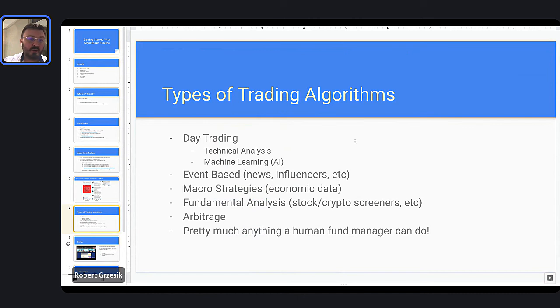Cool. So let's talk about some types of trading algorithms, right? And I want to talk about this because most people that come to algo trading, for better or for worse, have kind of been taught the idea that all you need to do is get a chart out and look at how nice this chart looks. And if this line crosses this way, then you're going to be a gajillionaire, right?